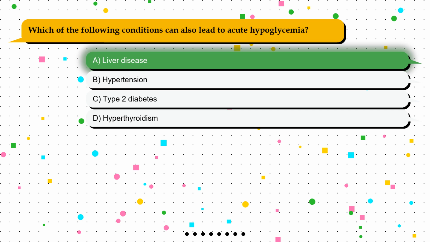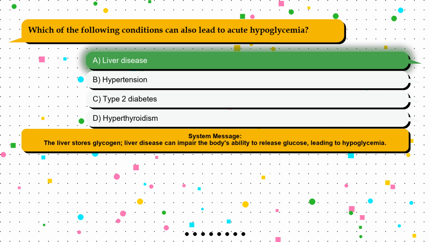The correct answer is option A. Liver disease. The liver stores glycogen. Liver disease can impair the body's ability to release glucose, leading to hypoglycemia.